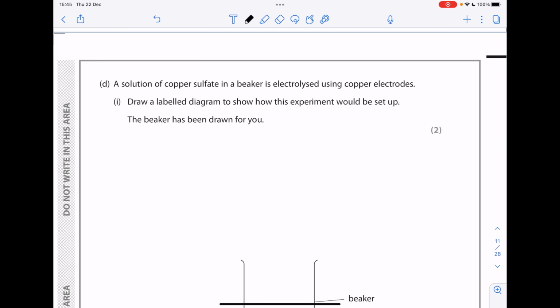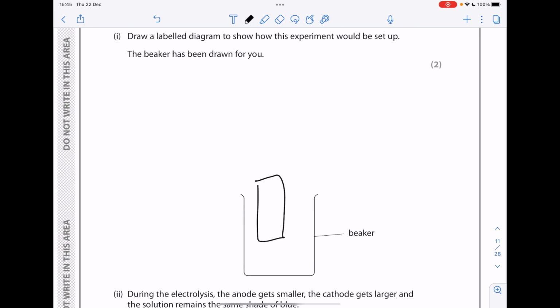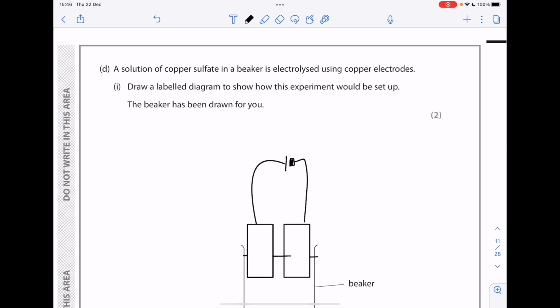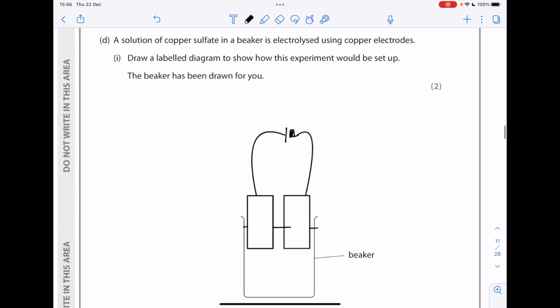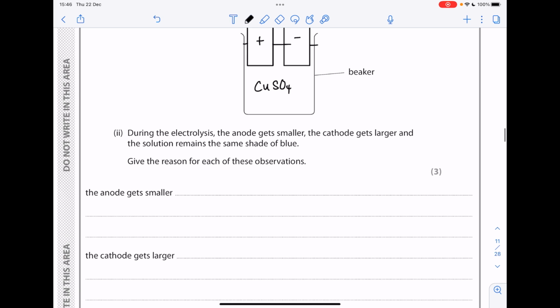A solution of copper sulfate in a beaker is electrolyzed using copper electrodes. Draw a labelled diagram to show how this experiment would be set up. The beaker has been drawn for you. So here's our copper sulfate solution. There's our anode, there's our cathode. During the electrolysis, the anode gets smaller, the cathode gets larger, and the solution remains the same shade of blue.